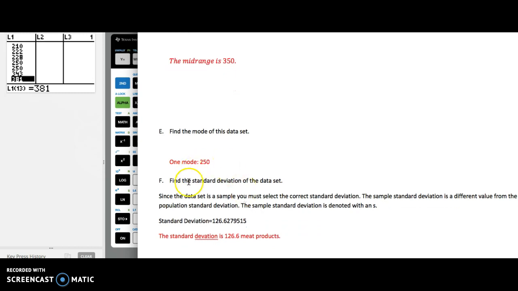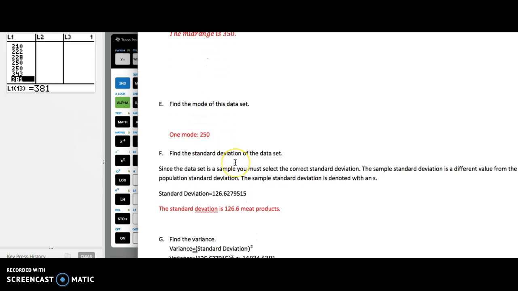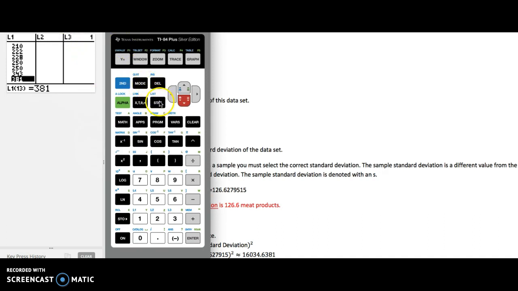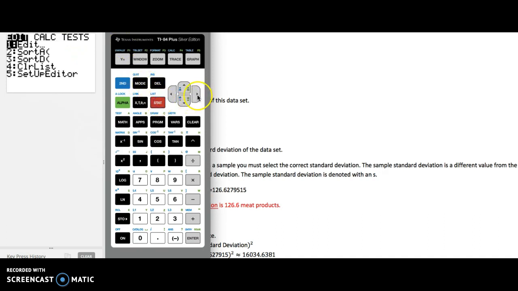So measures of variation, which is what this section is all about. Everything in the previous questions dealt with measures of center. Measures of variation are the standard deviation, the variance, and the range. So the calculator gives us that as well. If I go back to the Stat button, select the right arrow to highlight Calculate, one variable statistics, and I scroll all the way down to Calculate.